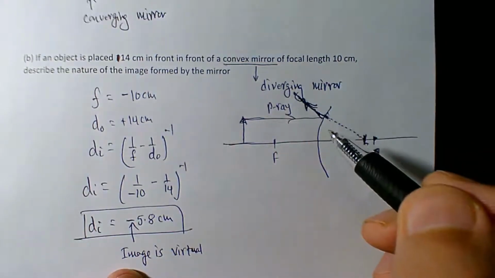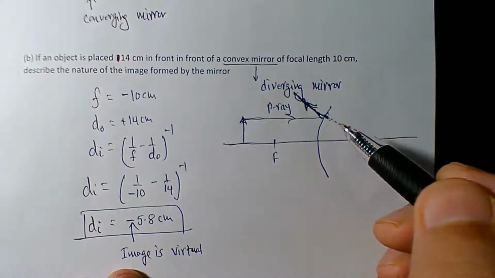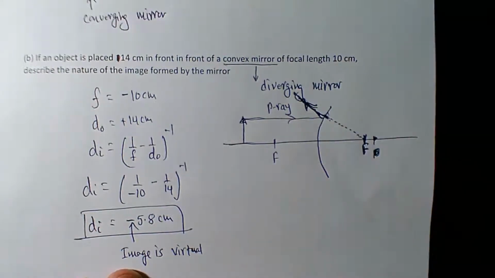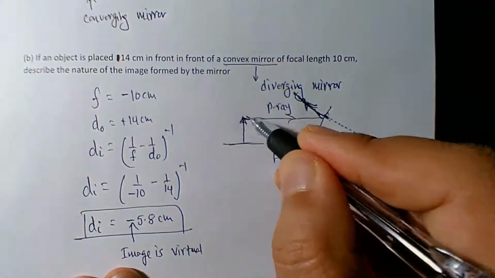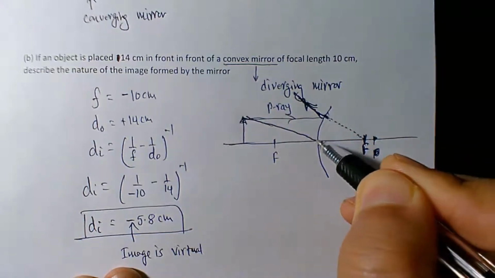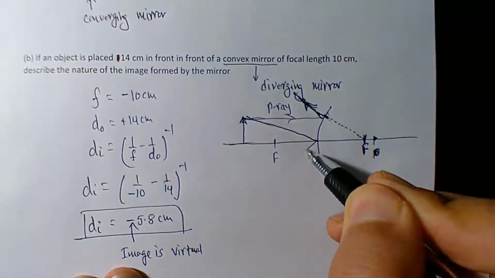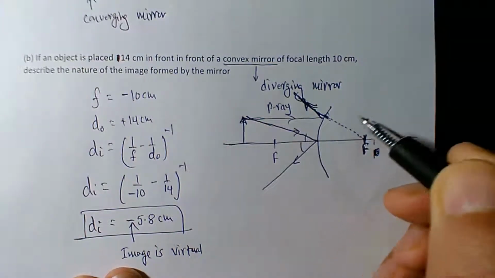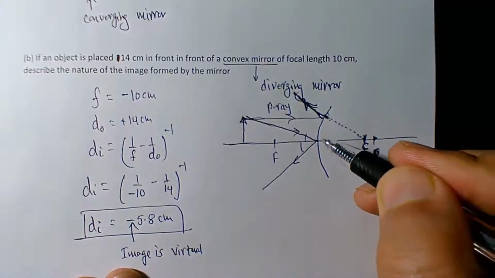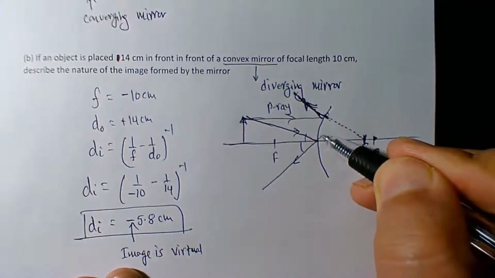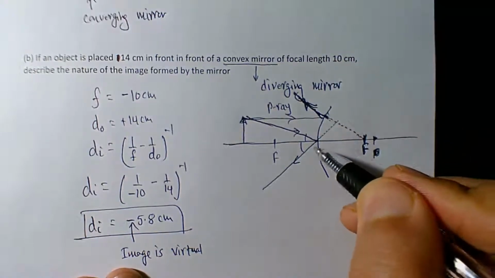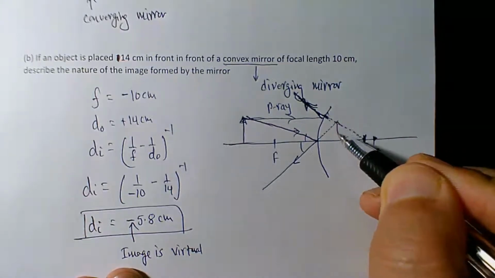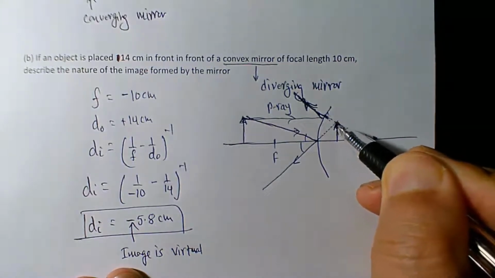For the P ray reflection. Now you're going to need an M ray, and the M ray is this, and that will reflect, making the same angle of incidence here, right? But now you have to produce them backward like this, as if it diverges from that point, and they will intersect at a point here, and this is the final position of the image.